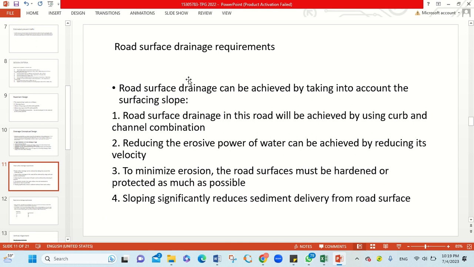Road surface drainage requirements. Road surface drainage can be achieved by taking into account surface slope. We're going to look at the following. Road surface drainage in this road will be achieved by using a curb and channel combination. Reducing the power of water can be achieved by reducing its velocity. Number 3, to minimize erosion, the road surfaces must be hardened or protected as much as possible.